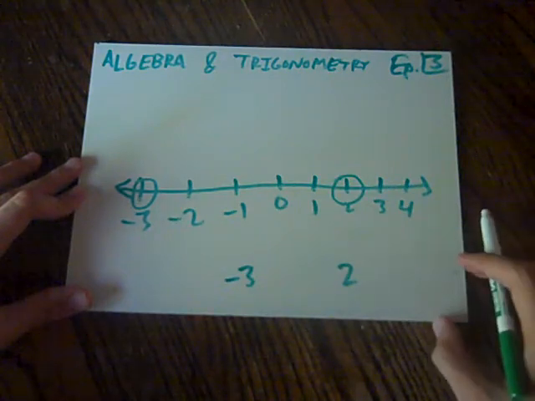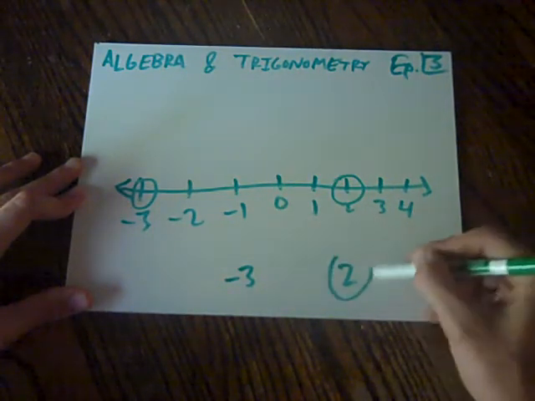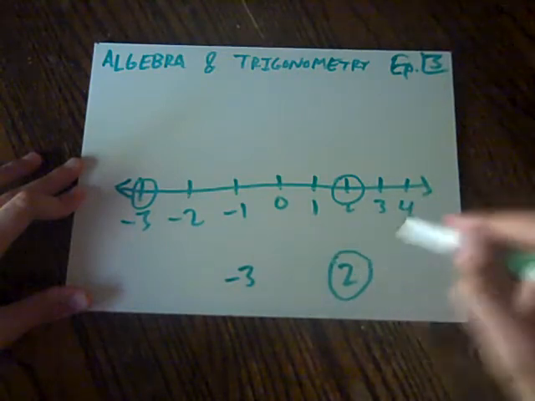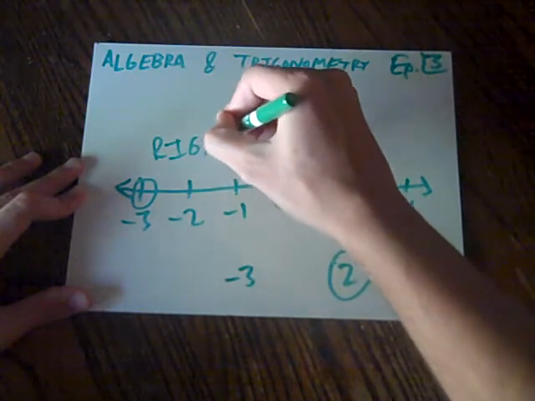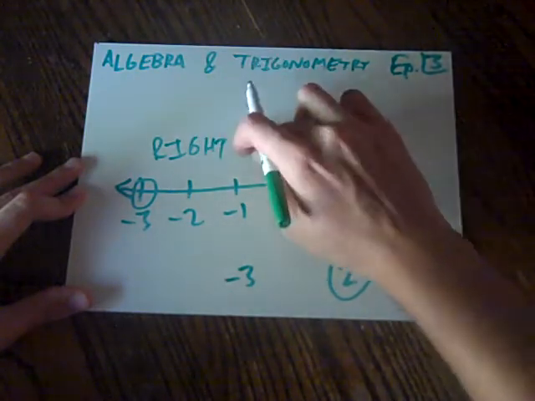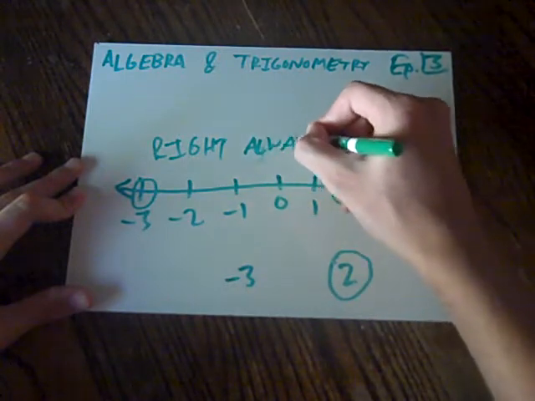So what that means is that 2 is greater. Right always wins. Let me put this: right always wins. It's always greater.